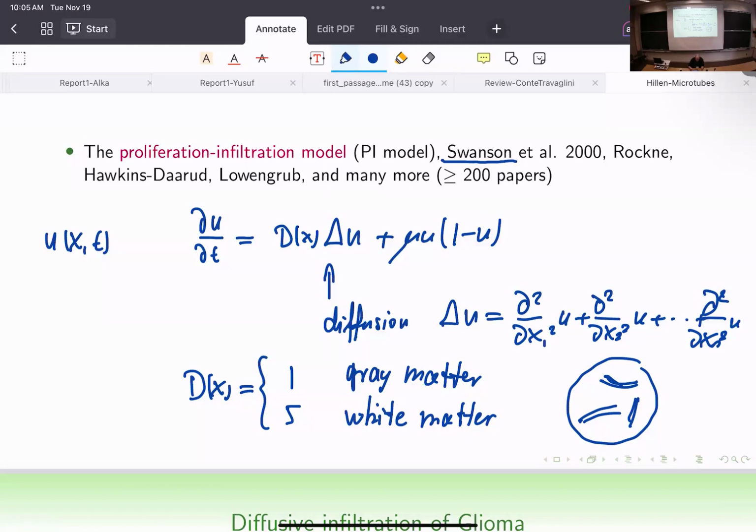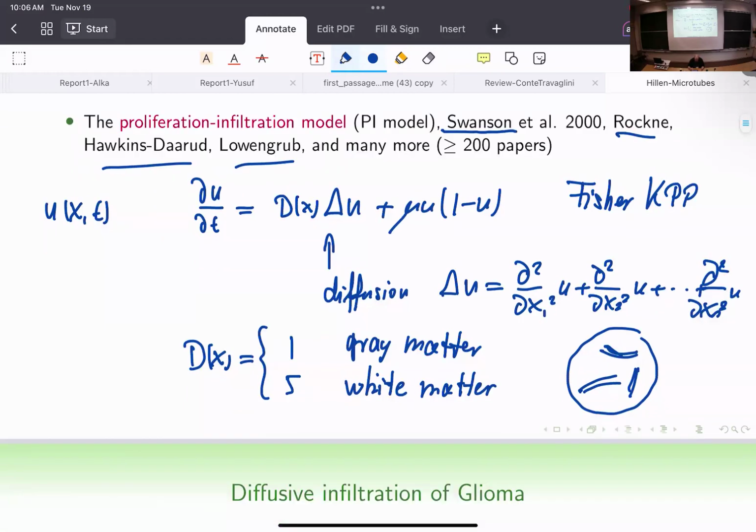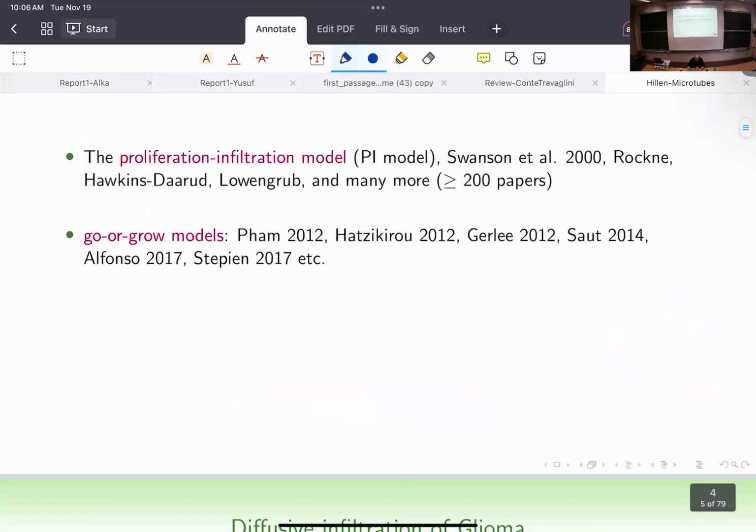Important here is the typical Fisher KPP structure, right? This is a Fisher KPP model, a diffusion term and a logistic term. And we have seen this in Mark Chaplin's talks as well. Now this model is famous, has been used by many people, by Russ Rockne, by Hawkins-Daarud, by John Lowengrub, and by many, many more. There are more than 200 papers on this model. There's another model, which is the go or grow model, or go or grow models.